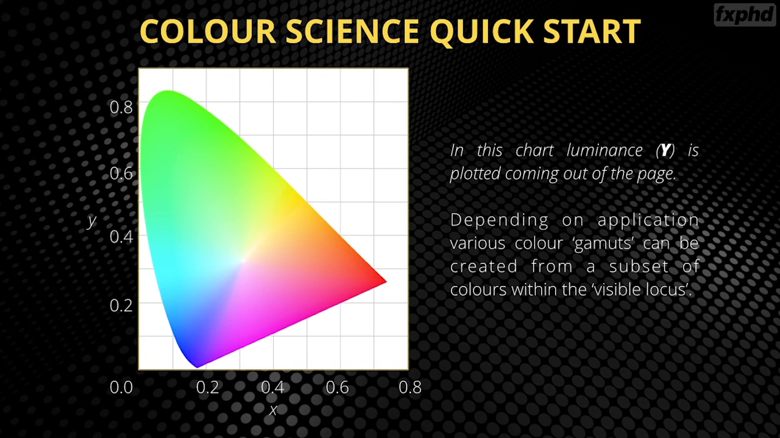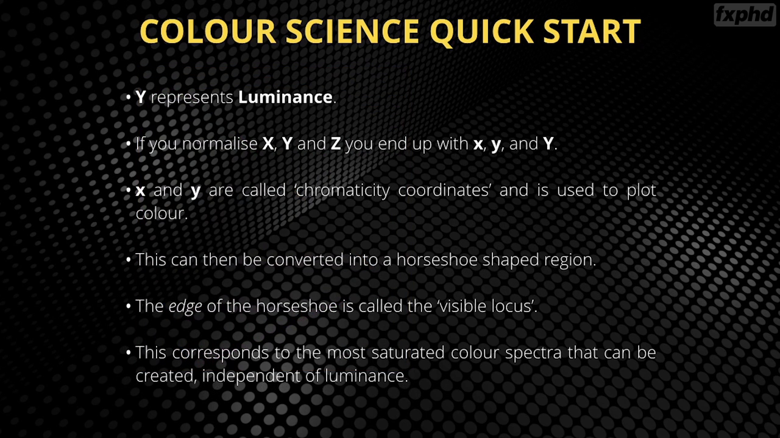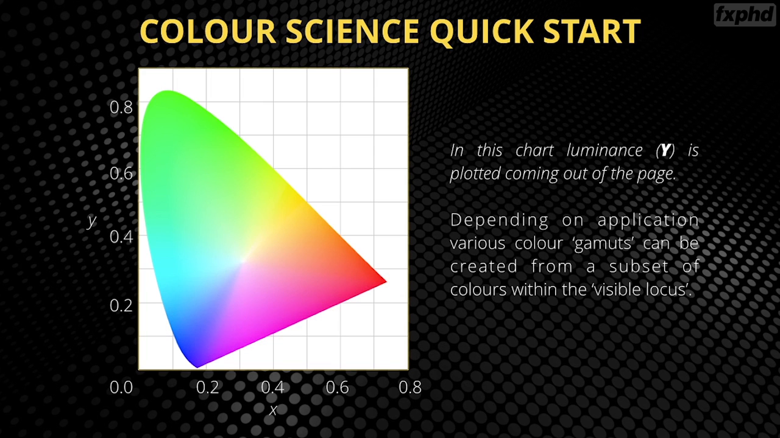Now basically these colours can be replotted and converted into a horseshoe-shaped region, and the edge of the horseshoe region is called the visible locus. This corresponds to the most saturated colour spectrum that can be created independent of luminance, and the luminance is usually represented by capital Y. So in this image here we see the whole of that visible locus, made into this horseshoe shape with Y right in the middle, which is obviously the luminance.